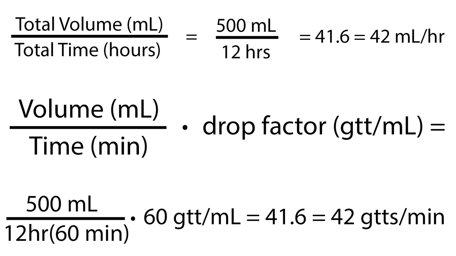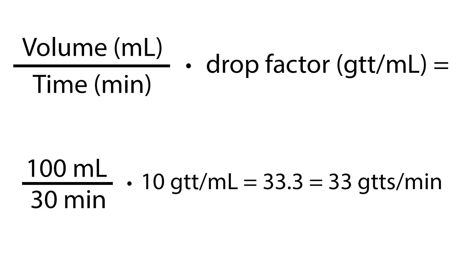Here's a tip. When the IV tubing is micro drip, or 60 drops per mL, the drops per minute will be the same as the mL per hour. For example, you have 500 mL to infuse over 12 hours with a micro drip set. The total volume, 500 mL, divided by the total time in hours, 12, equals 41.6, rounded to 42 mL per hour. The drops per minute would be calculated as total volume divided by time in minutes multiplied by the drop factor of 60 drops per mL, which also equals 41.6, rounded to 42 drops per minute.